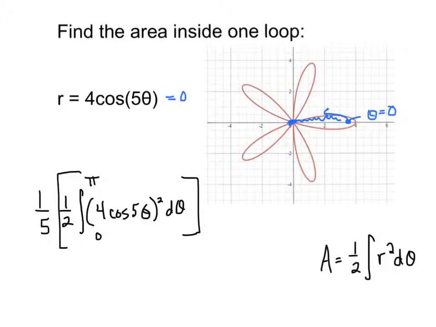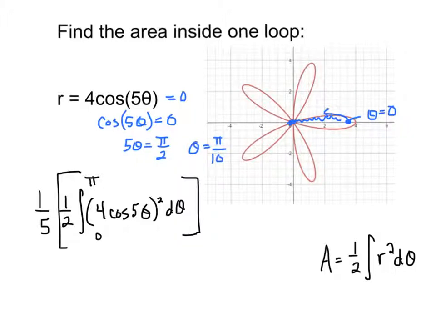And again, I would urge you, at least to begin with, to play with a calculator to help you find the bounds. This would be maybe a harder example to come up with the bounds by hand, but we could certainly do it. As I said up here, if you wanted to figure out when r was 0, we could say the cosine of 5 theta is 0. Cosine is 0 at pi over 2, so 5 theta is pi over 2. Divide both sides by 5, so theta is pi over 10.